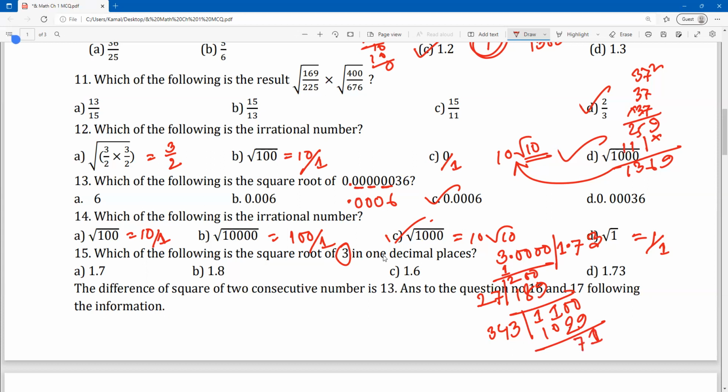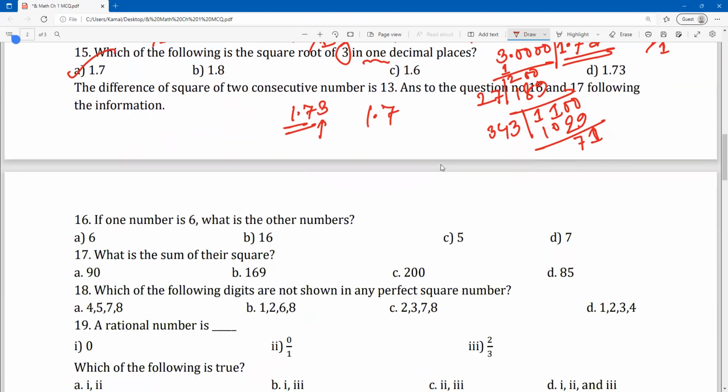So if the requirement is 1 decimal place, at least we have to find the 2 decimal number, which is 1.73. But here, the second place digit is smaller than 5. That's why the result is only 1.7. Is there 1.7? Yes, A. The correct answer is A. Now, see the next question.